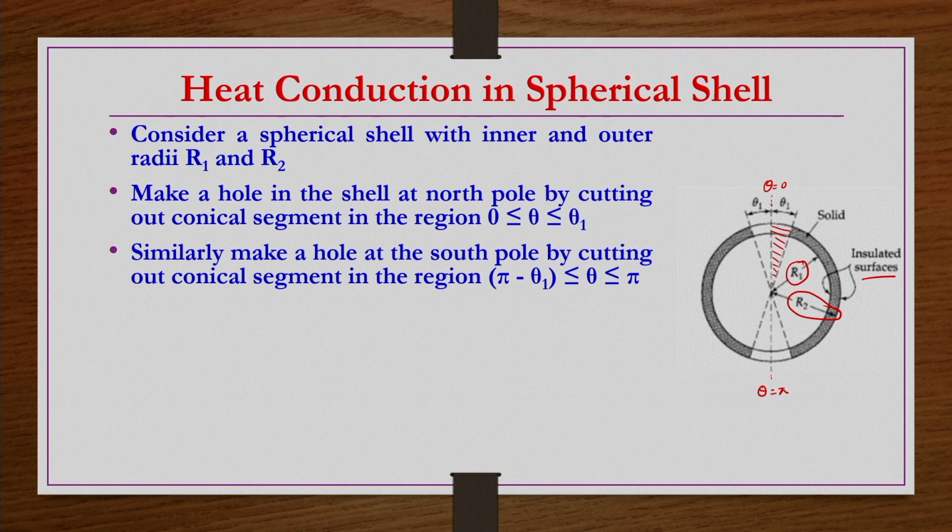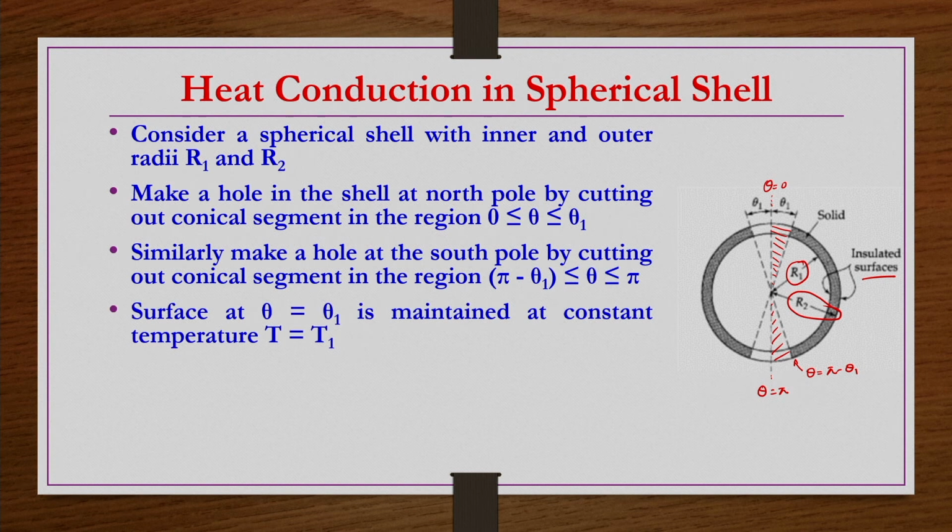Now, similarly, make a hole at the south pole by cutting out a conical segment in the region theta equals pi minus theta 1 to pi. So, this location is nothing but theta equals pi minus theta 1. So, from theta equals pi to theta equals pi minus theta 1, whatever angle it is making, from that angle you make another hole at the south pole like this, right, and then the remaining surface is insulated here.